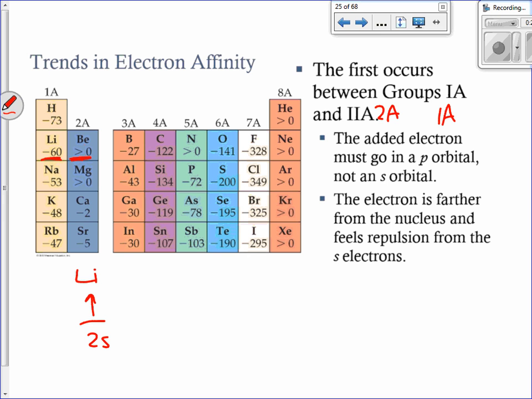So we have one electron in our 2s for lithium. But for beryllium, guess what? Our 2s is completely filled. Now, if we're going to gain an electron for lithium, you would gain it here. So this is where you would gain the electron. You would fill the 2s, right?